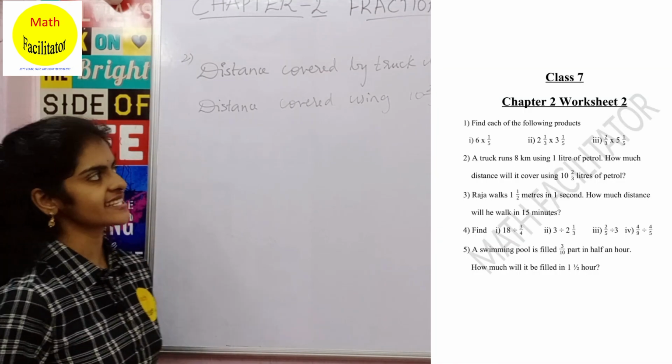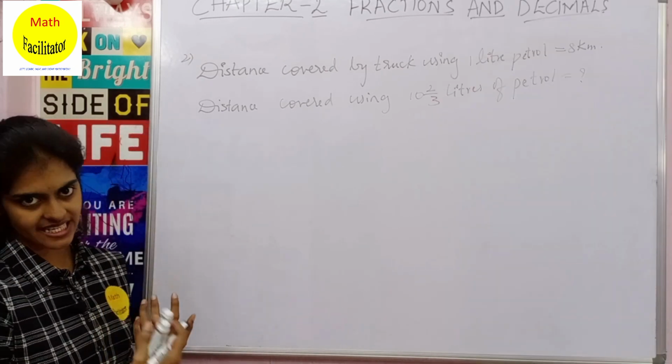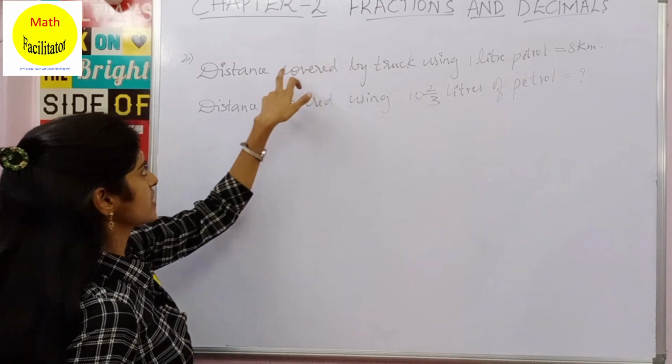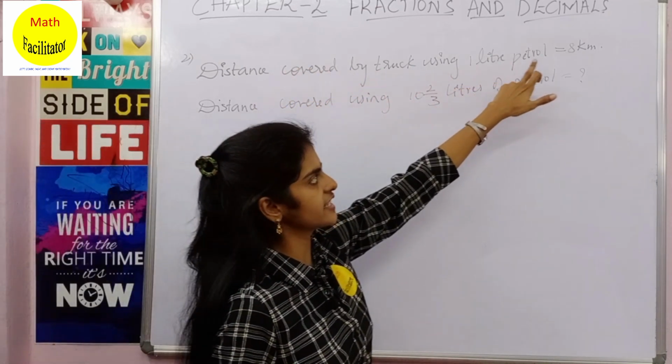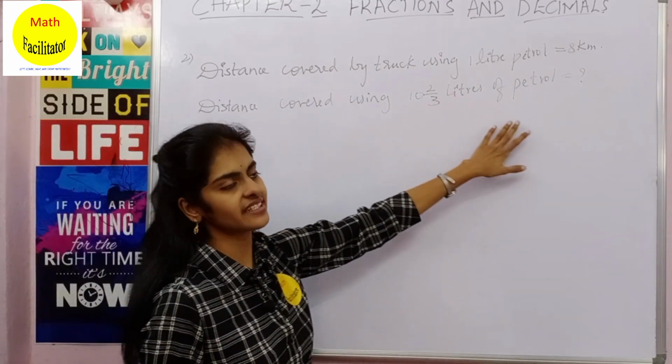Moving on to the next question. A truck travels a distance of 8 kilometers using 1 liter of petrol. So you have to find how much distance it will travel using 10 2 by 3 liters of petrol. Okay, so the distance covered by the truck using 1 liter of petrol is 8 kilometers. So you have to find the distance covered using 10 2 by 3 liters of petrol.